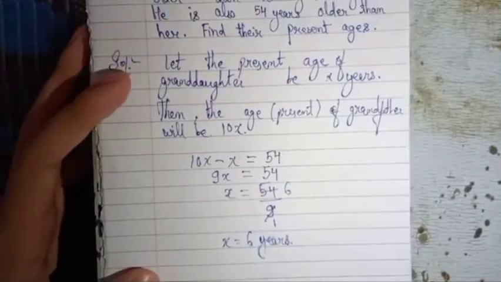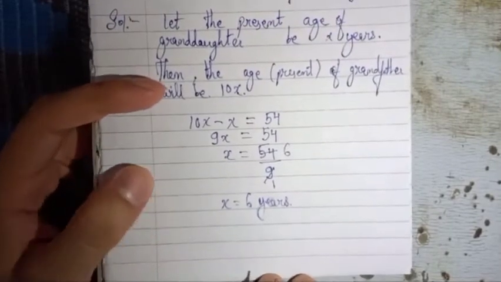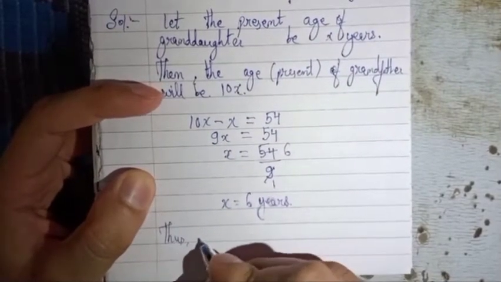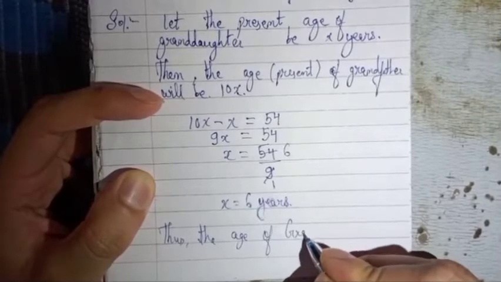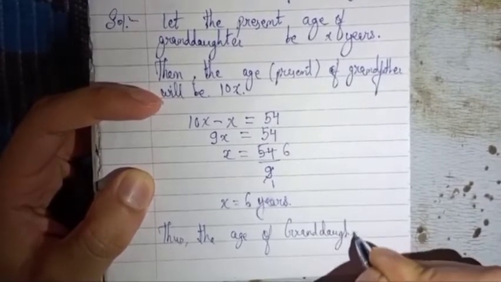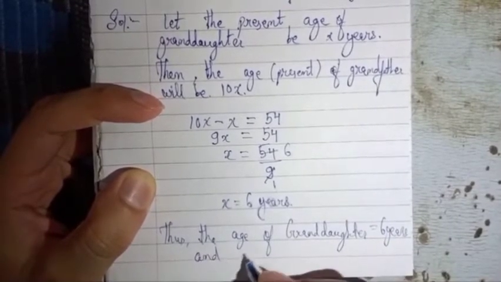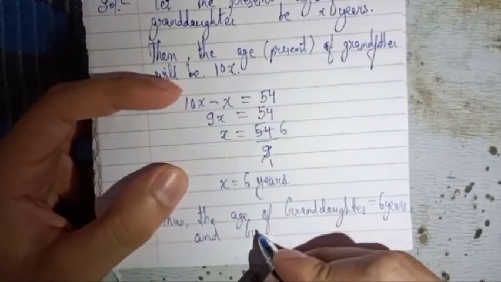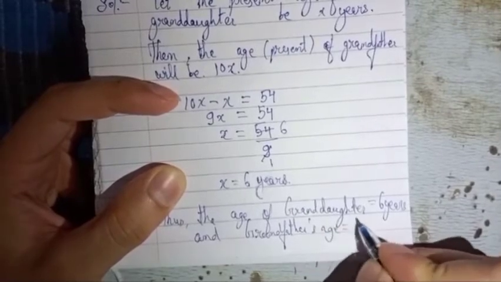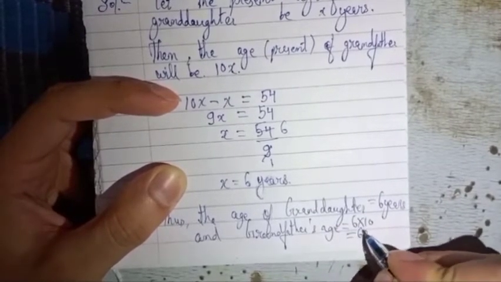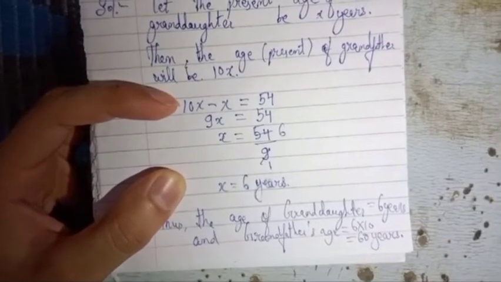So the age of her grandfather will be, thus the age of granddaughter is equal to 6 years, and grandfather's age will be equal to 6 multiplied by 10, that is 60 years. So these are their present ages.